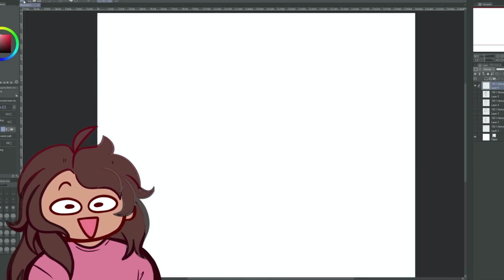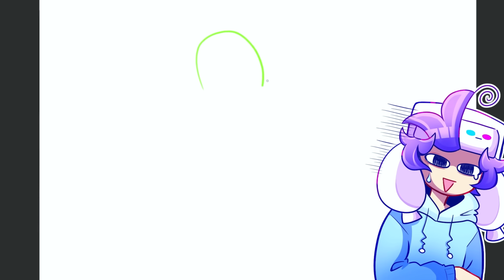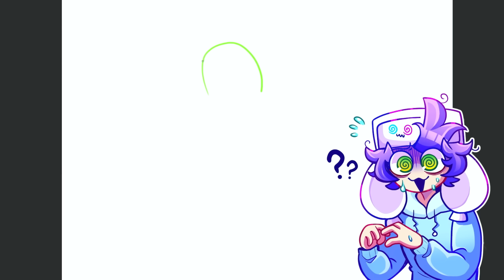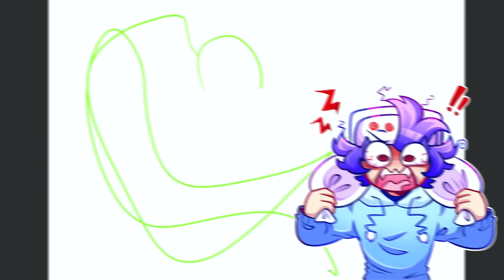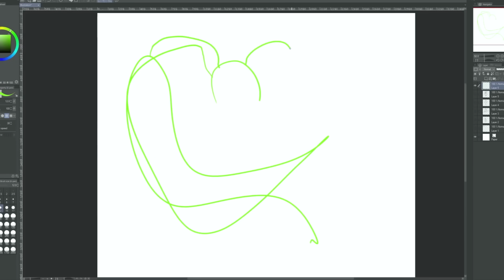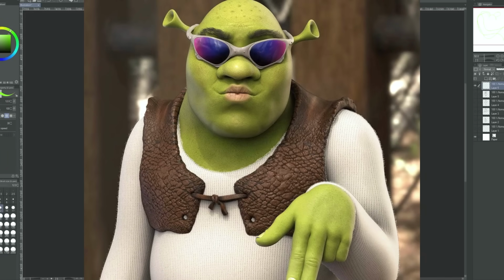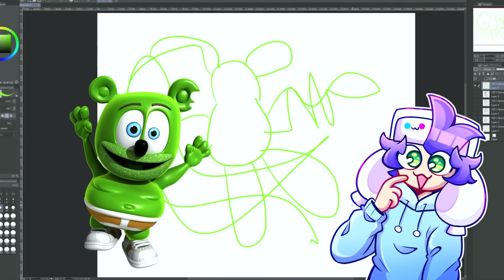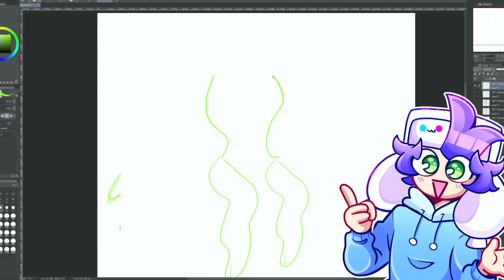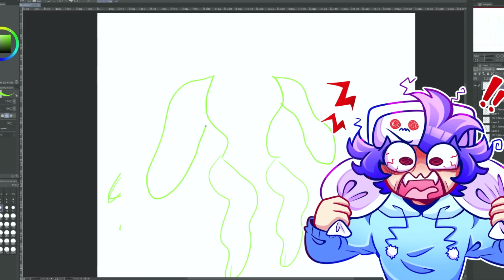All right, so this next one might be pretty interesting. So we're going to start with the head. Why are you using neon green? I can barely see what you're drawing. Oh, is that the alien from Toy Story? What the heck are you doing? What are you talking about? Is this Shrek if he was blown up by a grenade? Is this the gummy bear from the gummy bear song? What creature is this supposed to be? You can guess. How am I supposed to guess? What? You know what?